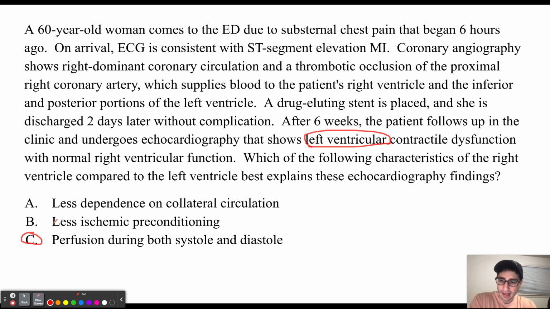Answer choice B is less ischemic preconditioning. The right ventricle is going to have more ischemic preconditioning than the left ventricle. Answer choice A is less dependence on collateral circulation. The right ventricle is going to have more dependence on collateral circulation than the left ventricle, so it's not going to be these answer choices.